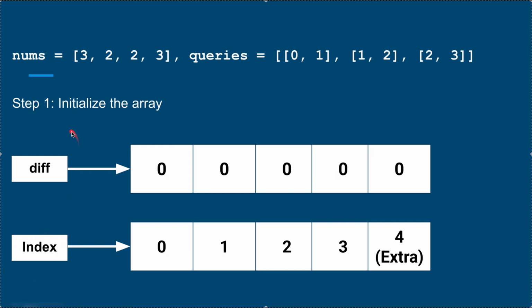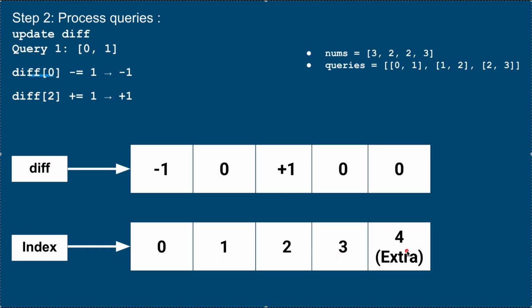So let's suppose that we initialize the first step. We'll take the difference array as 0 0 0 0 0, and these are the indices: this is 0, this is 1, this is 2, this is 3, and we'll take one extra index, that is 4. Okay, so these are the indices that we have. Now process each query, right? So how are we going to process each query?